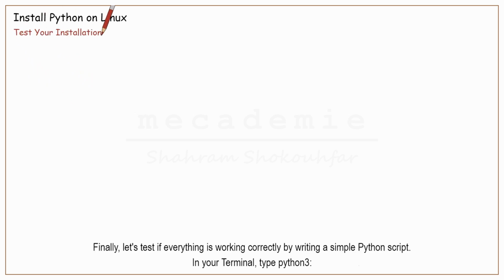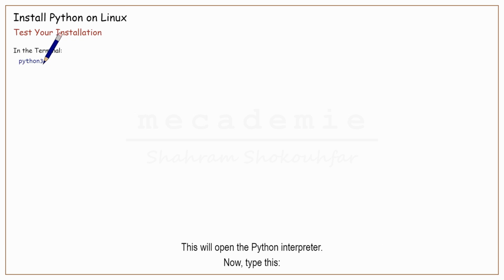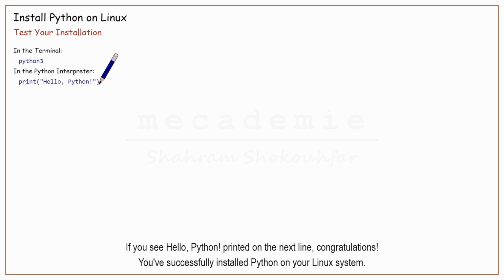Finally, let's test if everything is working correctly by writing a simple Python script. In your terminal, type python3. This will open the Python interpreter. Now type this. If you see Hello Python printed on the next line, congratulations, you've successfully installed Python on your Linux system.